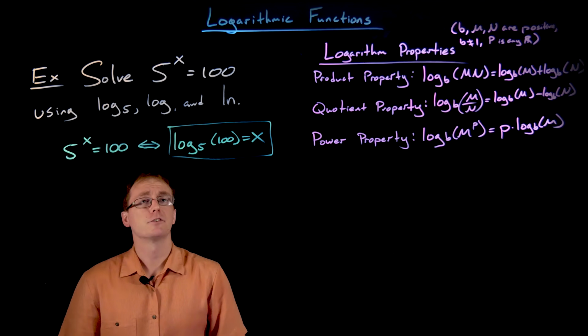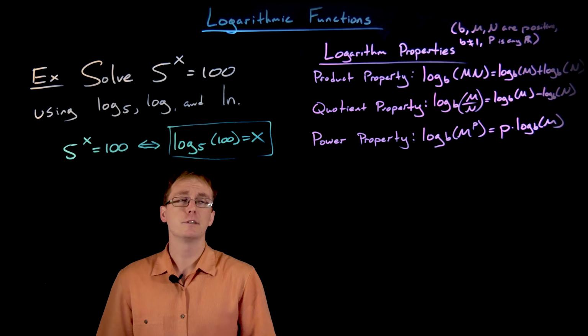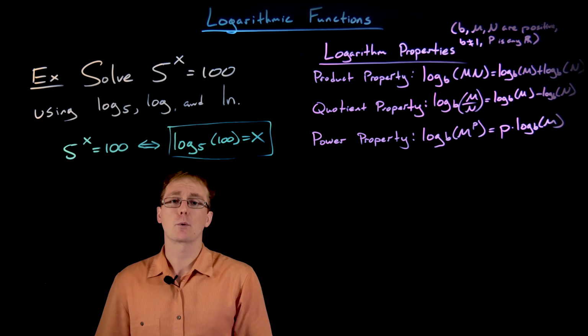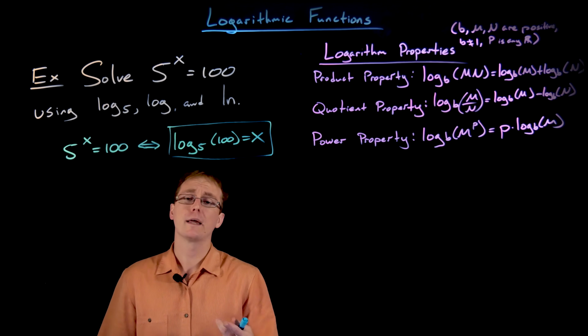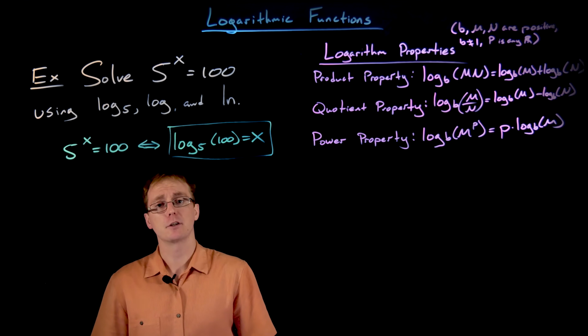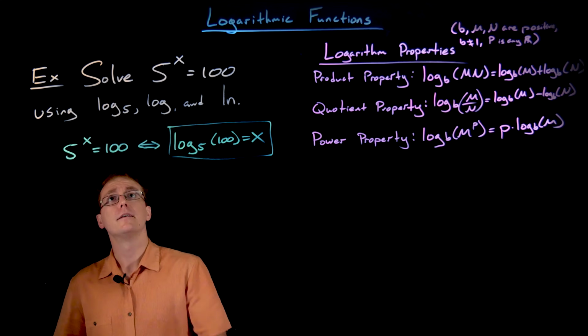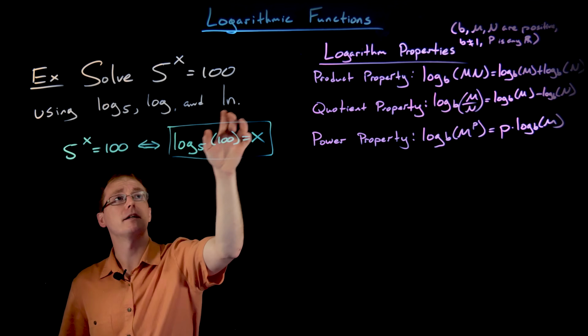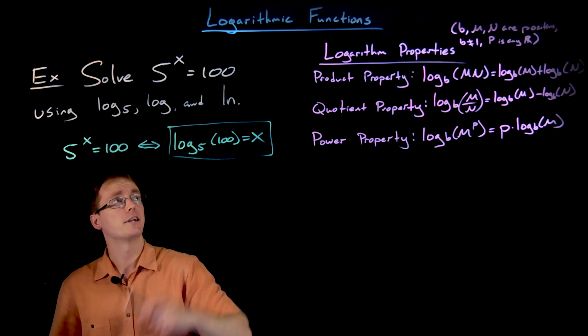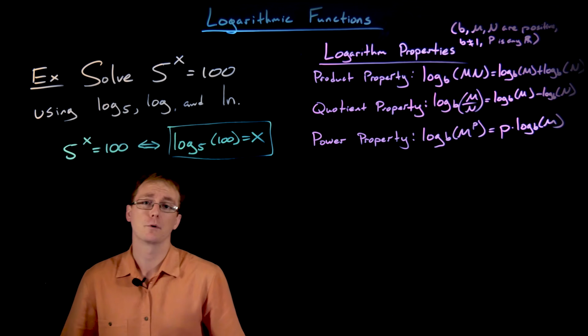So our first time around solving for x using log base 5, we didn't have to use any of our fancy logarithmic properties that we've developed. All we had to do was change the exponential equation to its logarithmic form. Now for these other bases, log base 10 and the natural log, we are going to have to involve some of these logarithmic properties.